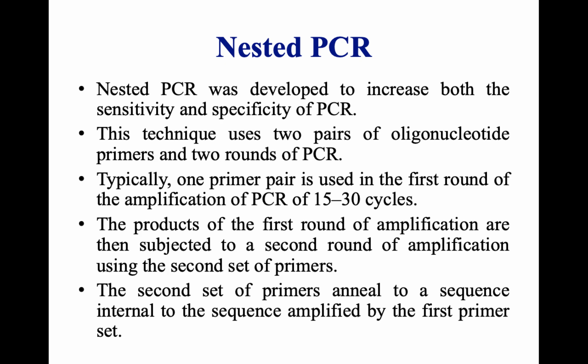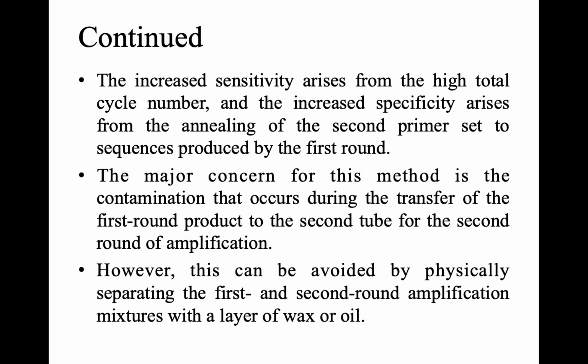the amplicon or the PCR product. The increased sensitivity arises from the high total cycle number, and the high specificity arises from the annealing of the second primer set to the sequences produced by the first round. So this technique has higher sensitivity when compared to the regular PCR, because it has a higher total cycle number. At the same time, it has high specificity.